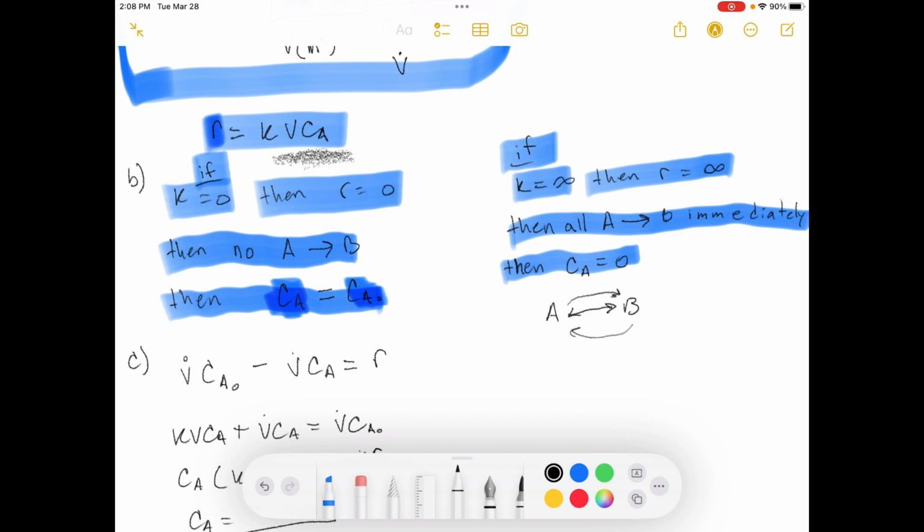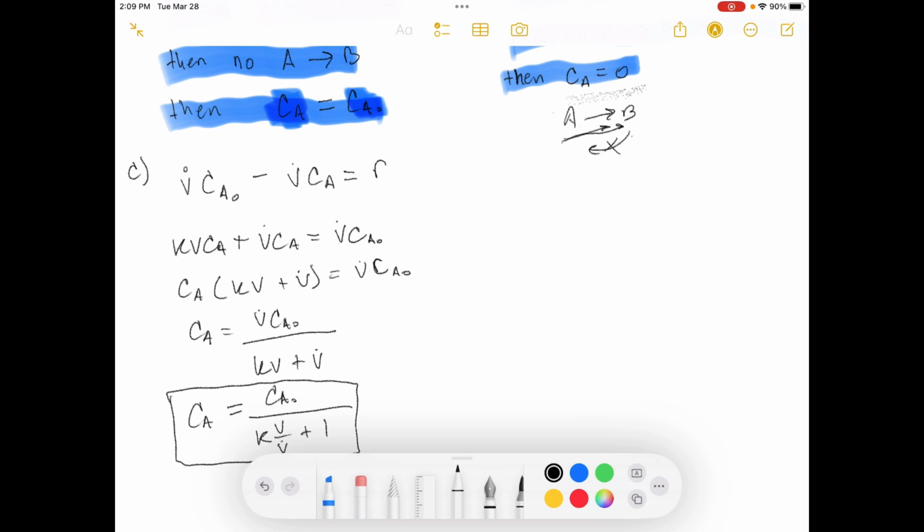So no B, once A turns into B, there's no going back in this rate law. In this rate law where A goes to B, no B goes back into A. And so there's only one way for this A to go, and if the rate is infinite, then immediately all the A goes to B and B doesn't come back. And so it is feasible that you would reach 0 concentration of A in this case.